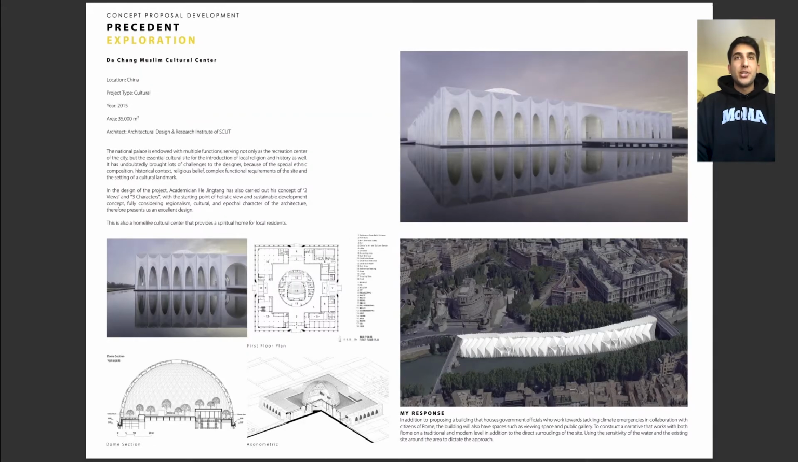And by taking inspiration from schemes with project types that relate in some sort to what I want to emulate and design for my own project, it allows me to understand a new dynamic to design and architecture. And that's why I want to examine the Dachang Muslim Cultural Center and how using the sensitivity of the water and the existing site around the area will dictate the approach I take to construct a narrative that works with both Rome on a traditional and modern level.